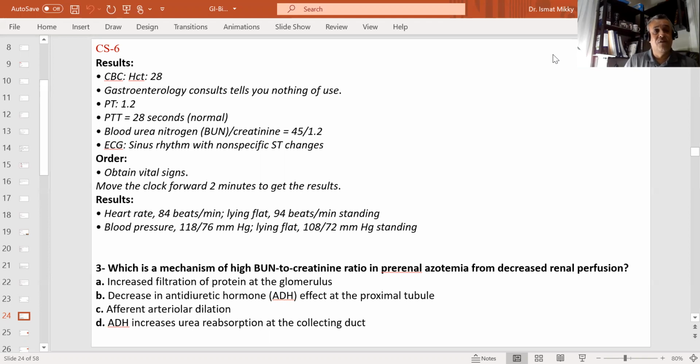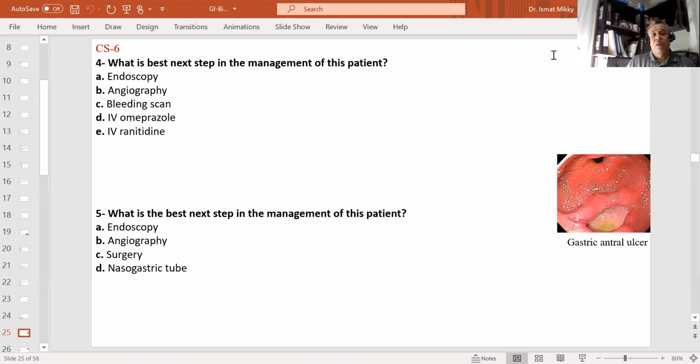Question 4. The next step in the management would be the IV omeprazole. The IV omeprazole, which is a PPI, is the best next step in the management and should be initiated in all patients with suspected upper GI bleeding before endoscopy is recommended as part of the initial set of orders.